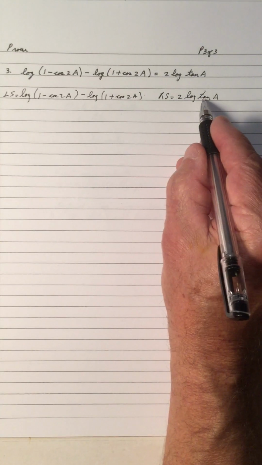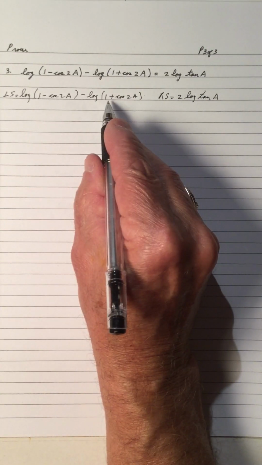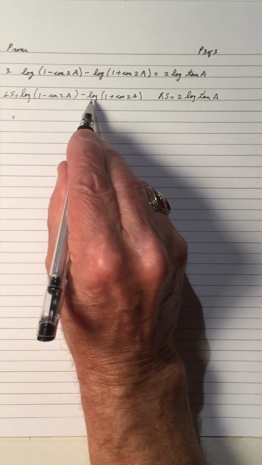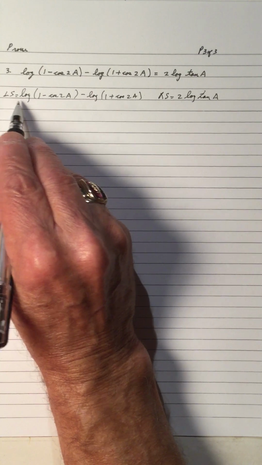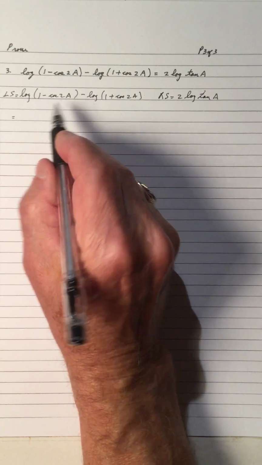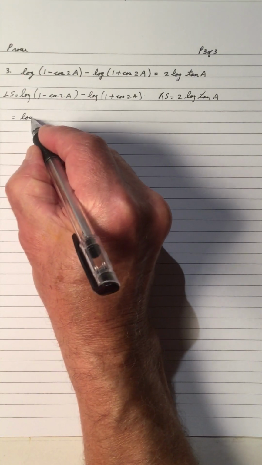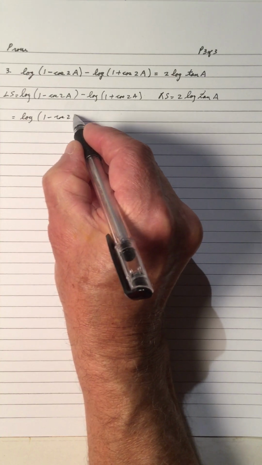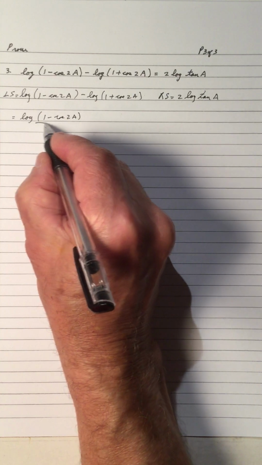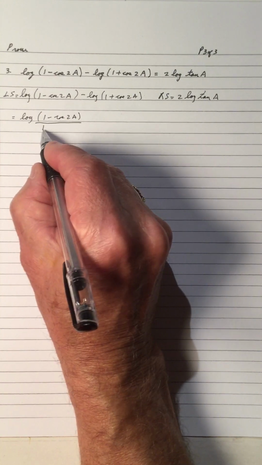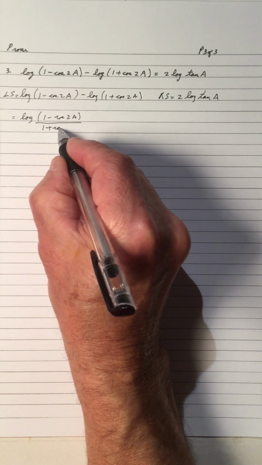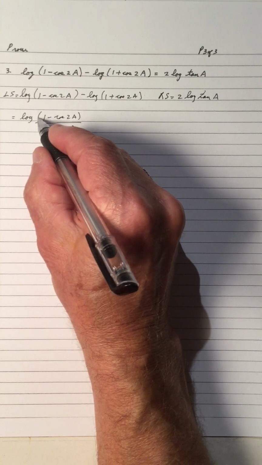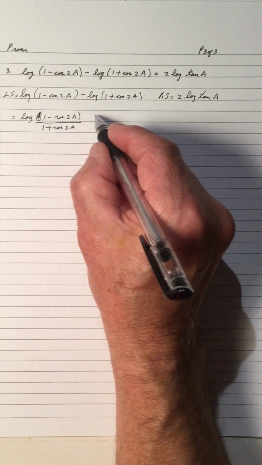So it looks like this is the easier side, so let's change the left side to become the right. How would we do it? Well, we got log rules, and the log rules, the subtraction of 2 logs is the log of a division. So that's 1 minus cos 2a all over 1 plus cos 2a. And I put the bracket there, but really I don't need that bracket.